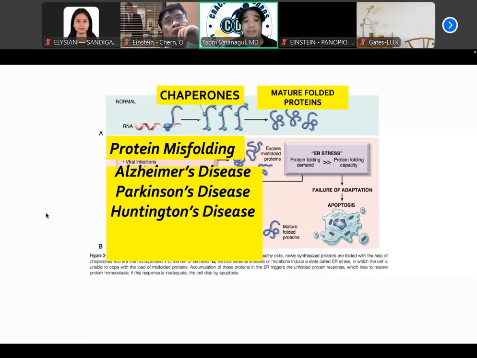Question: which of these 3 diseases is associated with a trinucleotide repeat of CAG? Okay, very good. It is Huntington's disease. Now we will go to the last part.